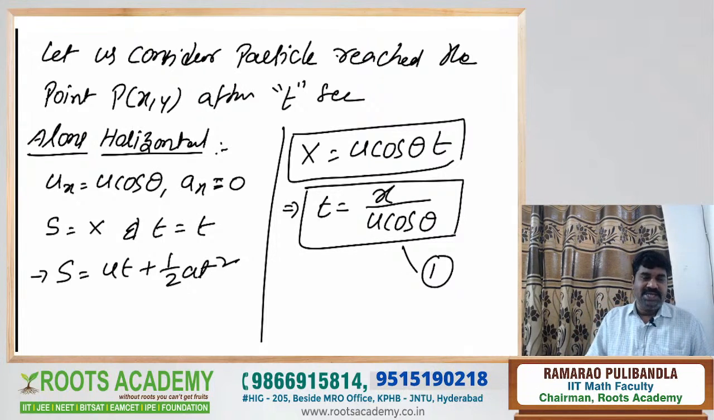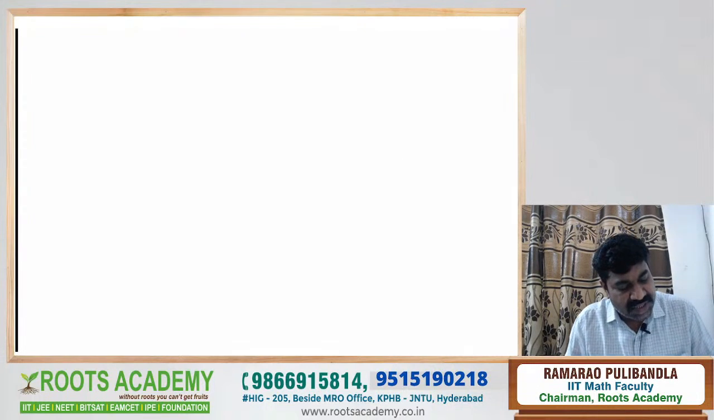Along the horizontal direction, horizontal velocity is u cos theta, horizontal acceleration is 0. Distance traveled is x in time t seconds. So x is equal to u cos theta into t. t is nothing but x by u cos theta. Now we go for the vertical direction.